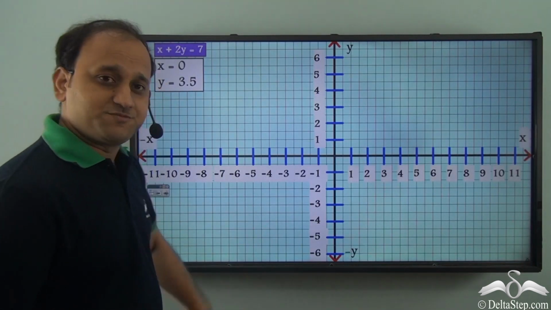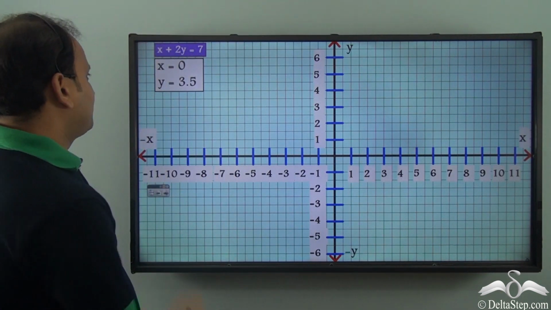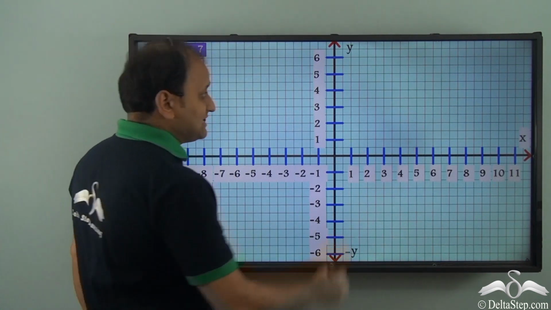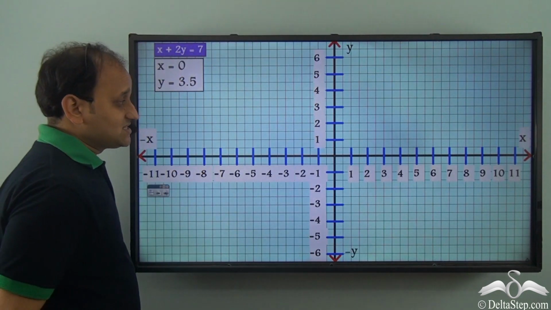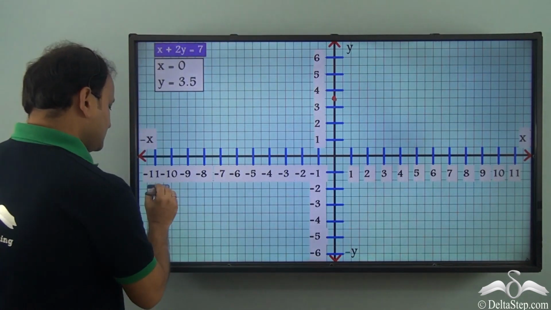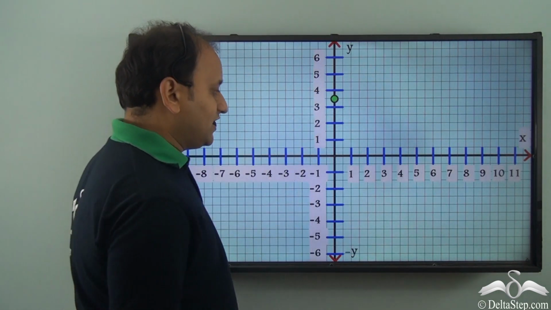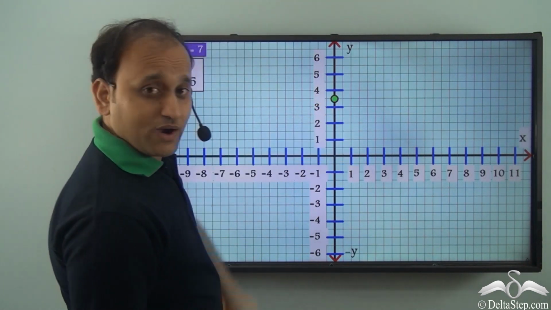Now, if we plot this particular point on the graph paper, what will it be? We have x as 0. It means it will lie on the y-axis, and it will be 3.5, which is here, isn't it? So, this is the point which we got. But can we draw a line with just one point?